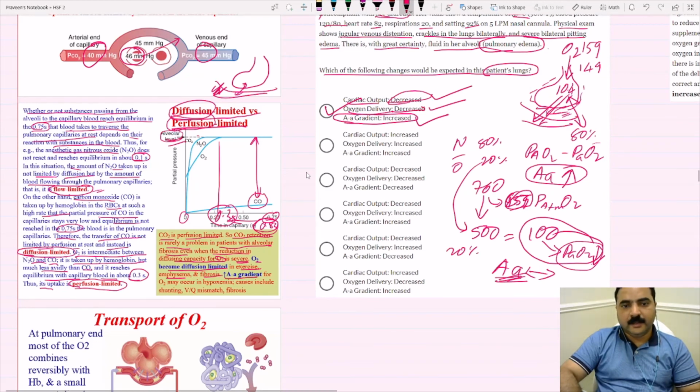And there will be an increased AA gradient. That's what we have seen just now in this question, right? An increased AA gradient for oxygen may occur in hypoxemia. Causes include shunting, V/Q mismatch, fibrosis, etc. Okay.